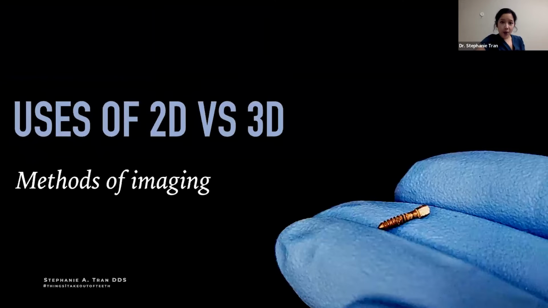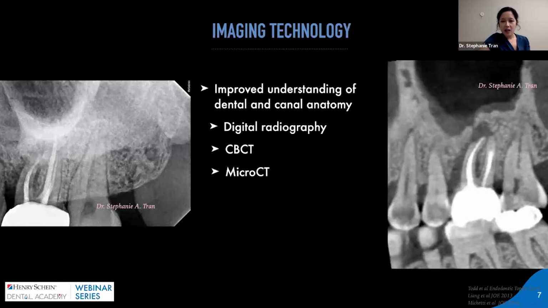Now, first things first, let's talk about how we use 2D and 3D imaging, and most importantly, how do we take it? But it's going to be more than just how to take it. I'm sure everyone knows how to click the button on their X-ray machine or how to turn on their CBCT. But there are actually certain tips and tricks when we're taking the X-rays, and the CBCTs themselves actually help improve the imaging process itself.